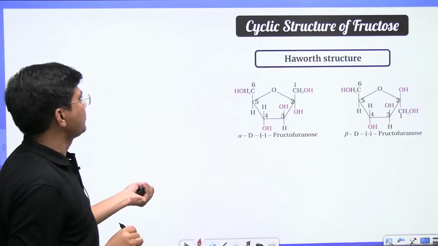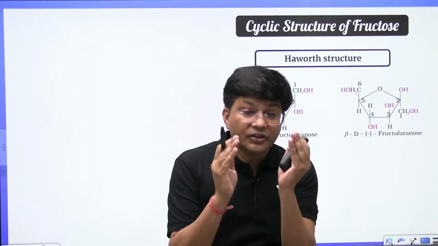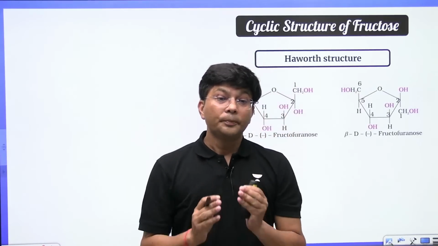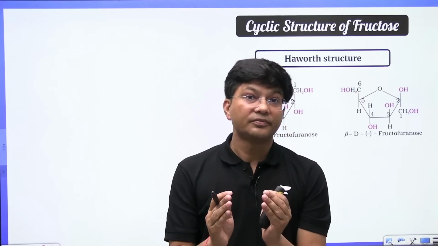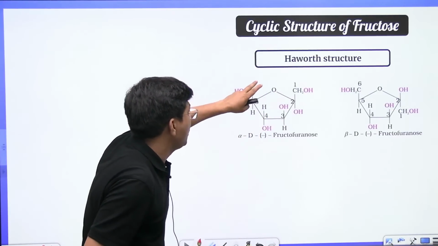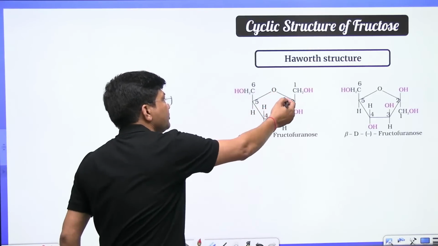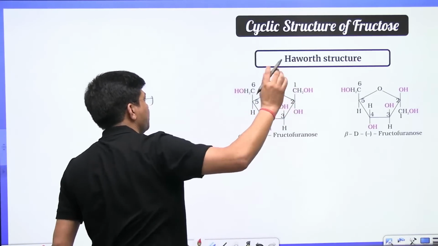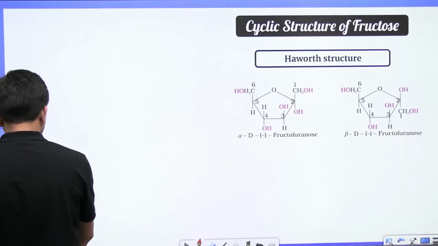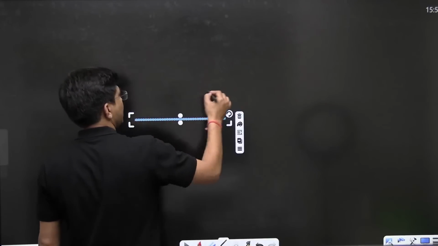Now, see the structure of Haworth representation. This is the most important thing. People get confused in this structure only. Just try to find out how to draw this structure, because this structure is really important. See how to draw it. Everyone try to draw it along with me.